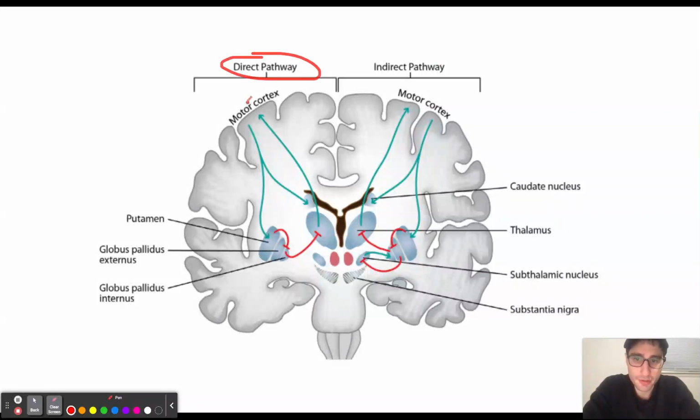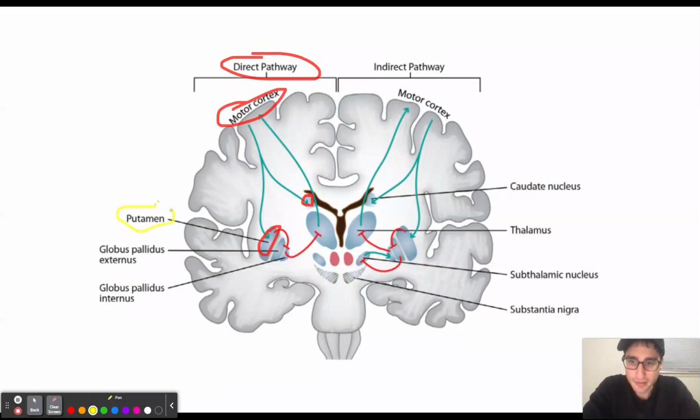The direct pathway is going to start at the motor cortex. The motor cortex is going to send out the excitatory neurotransmitter glutamate to the putamen, which is over here, and the caudate, which is over here. Now, once the putamen receives the signal from the motor cortex, it is going to carry out its function of sending out GABA to the globus pallidus internus.